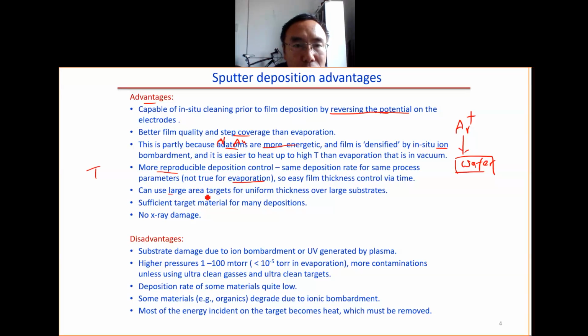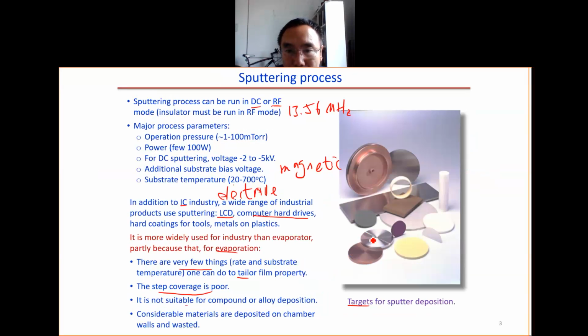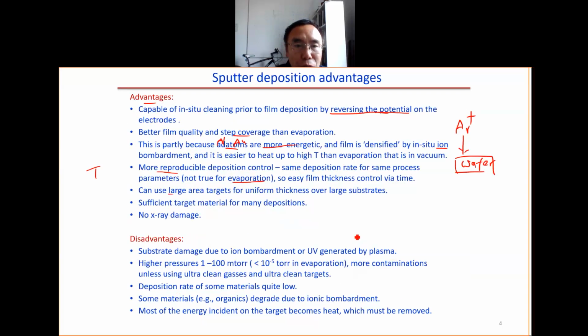So we can use a large target to get a uniform film, and the target material can be used for many depositions. You can see the target is very big. This can be an 80-inch target. So you can deposit many wafers by using the same target. But for evaporation, you need to change the source material frequently. And there is no auxiliary damage.